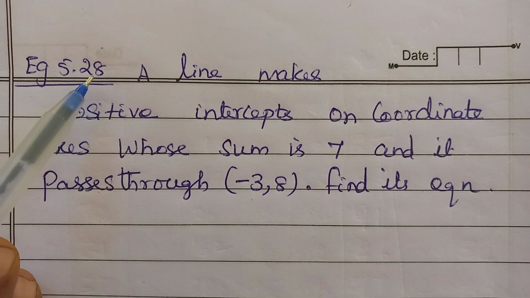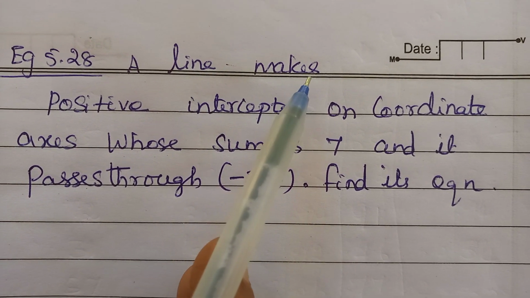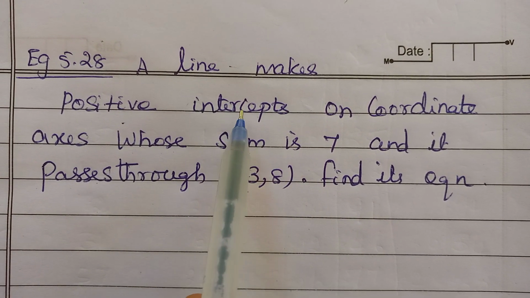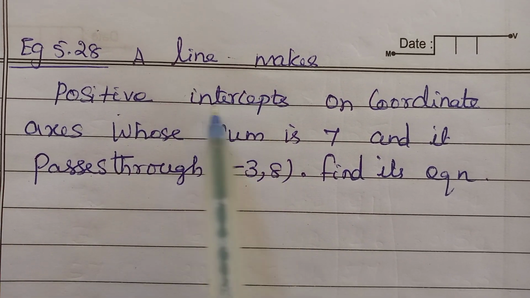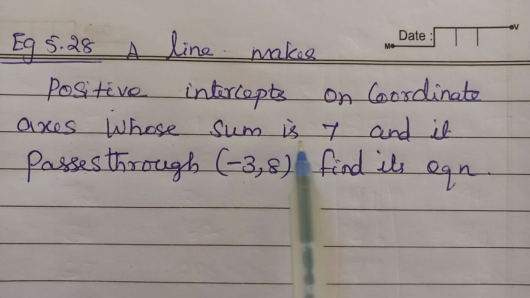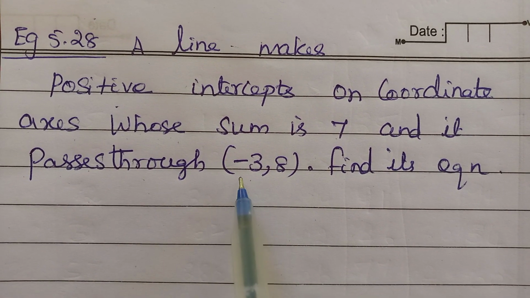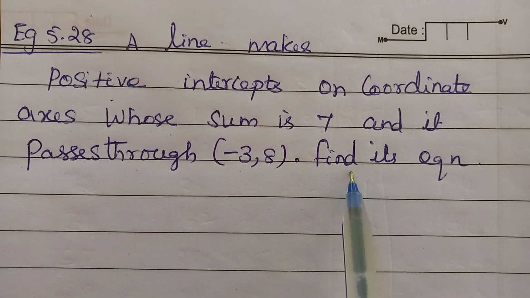Next example is example 5.28. A line makes positive intercepts, mind it, positive intercepts, on the coordinate axes whose sum is 7, and it passes through minus 3, 8. Find its equation.